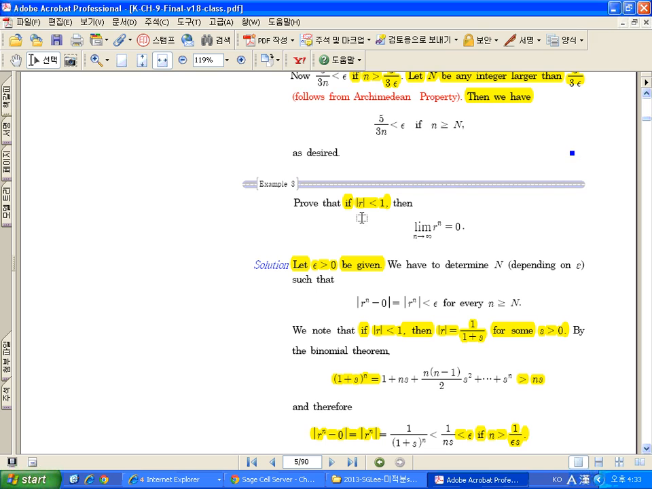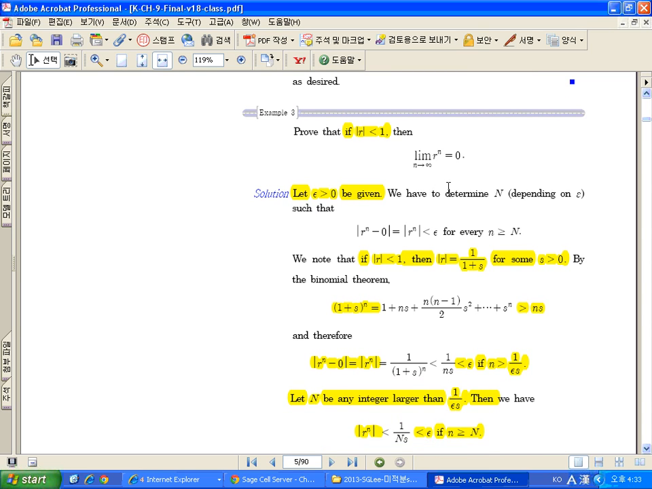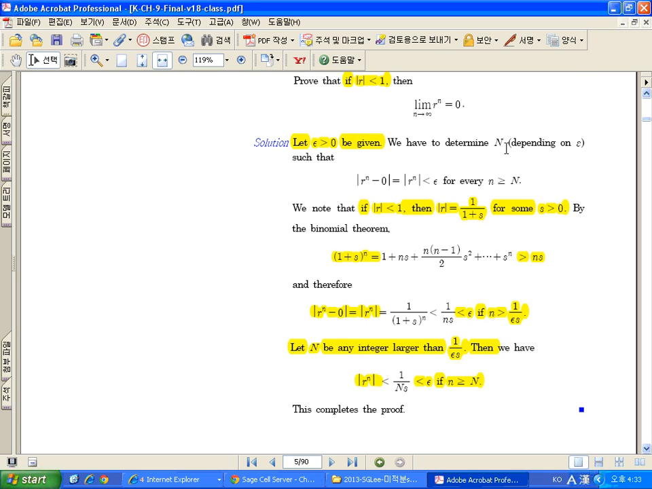For example 3, if the absolute value of r is less than 1, then limit r to the n is equal to 0. We have to show that. Similarly, for an arbitrarily given positive epsilon, we have to determine N. So we need a side calculation: the absolute value of r to the n minus 0. We want to find the capital N that satisfies this condition.